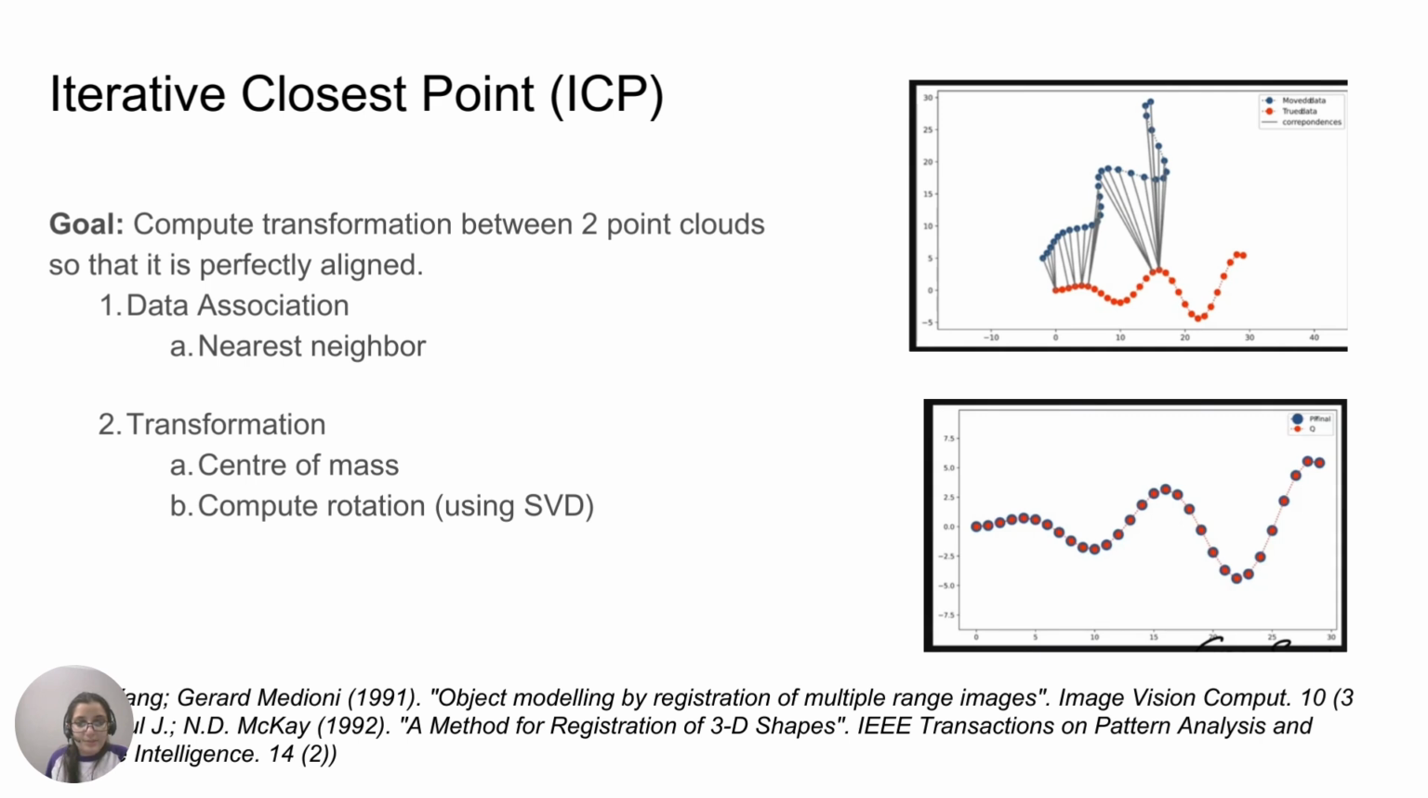This is done using two steps. First is to compute the center of mass of the corresponding points and then shift the points to fall on top of each other. The second step computes the optimal rotation using SVD so that the points are better aligned with each other. So we repeat these steps, recompute the data association and alignment, until we converge.